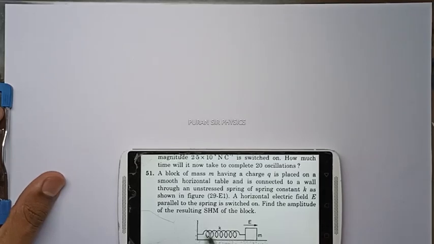In question number 51, a block of mass M having a charge Q is placed on the smooth horizontal table and is connected to a wall through an unstressed spring of spring constant K as shown in the diagram. A horizontal electric field E parallel to the spring is switched on. Find the amplitude of the resulting SHM of the block.